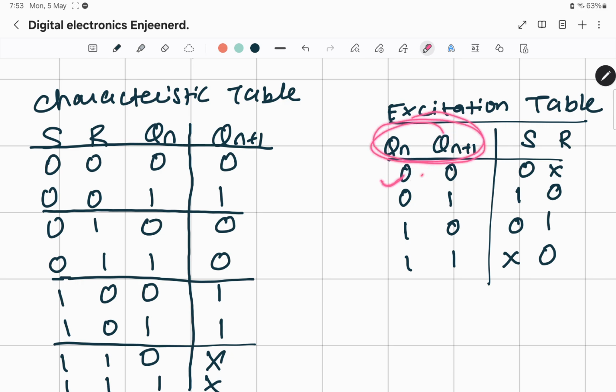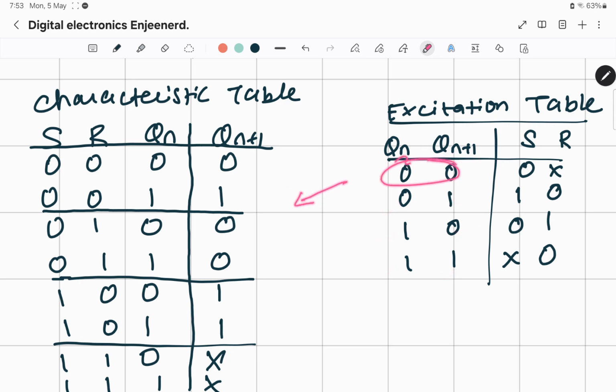Present state is 0. I want 0 as a next state. Present state is 0. I want next state as 1. Present state is 1, I want next state as 0. Present state is 1, I want next state as 1. So how will you find this from the characteristic table?